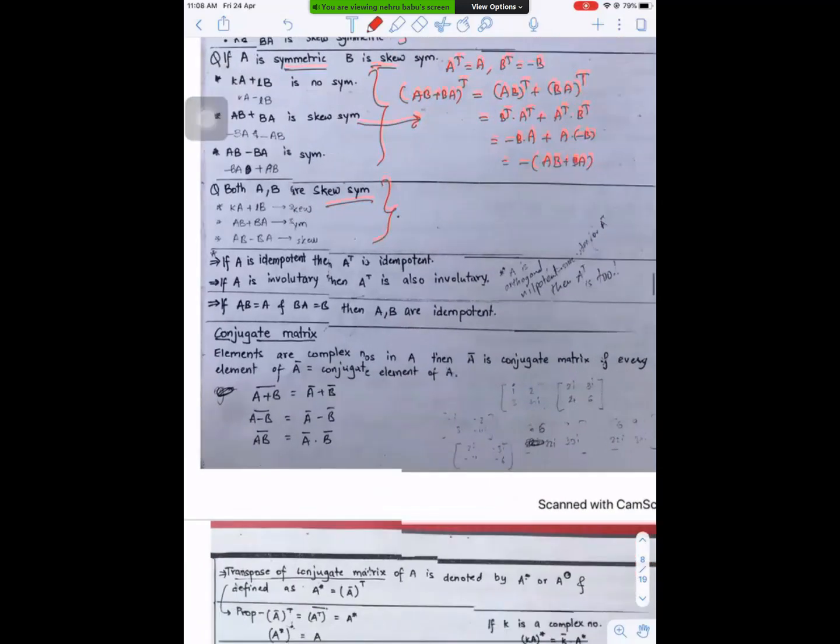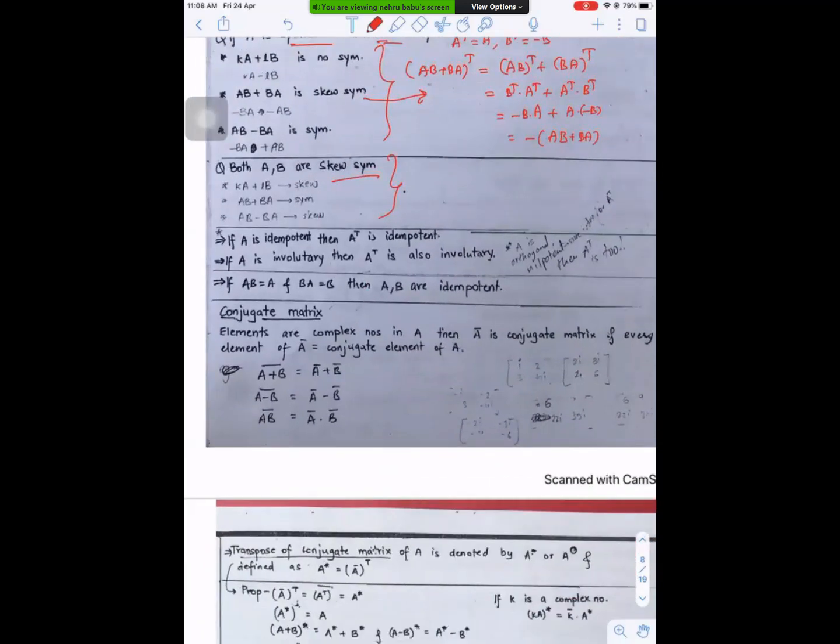Okay, and next, some more results. If A is idempotent, then A transpose is idempotent. If A is involutory, then A transpose is involutory. If A is orthogonal, same thing, A transpose is orthogonal. If A is nilpotent, then A transpose is nilpotent. All these things.